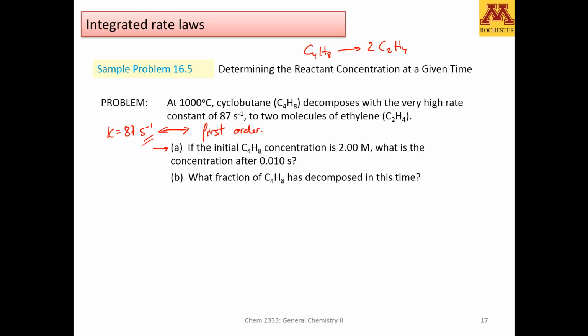So when we're being asked what the concentration is after 0.010 seconds, we can just apply the first order reaction equation, in which the initial concentration is 2 molar and the exponent is negative 87 seconds to the minus 1 times 0.01 seconds. Notice that the time has to always be in the same unit as the unit of the rate constant. Whatever is in the exponent, the units always have to cancel out. An exponential cannot have units in the exponent.